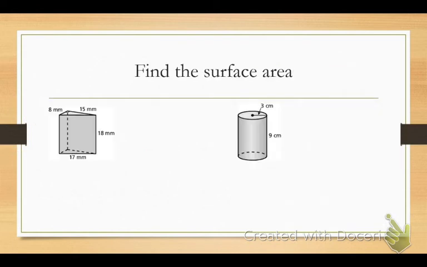Those are quarters again? Okay, find the surface area. Find the surface area. We don't have a lot of time left. We only have about 5 minutes left to do 5 problems.